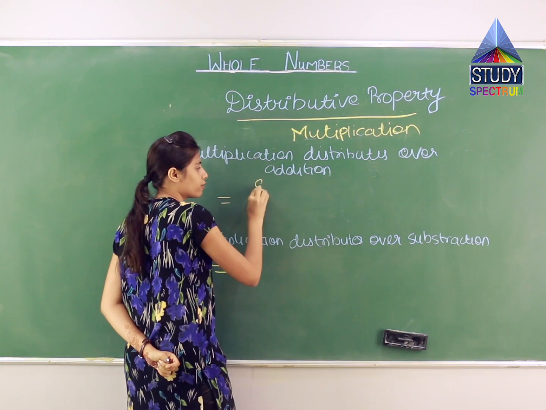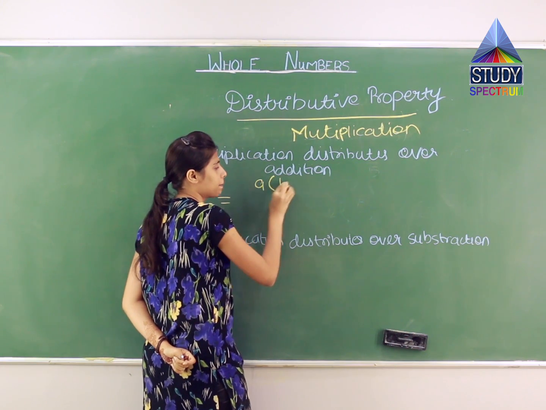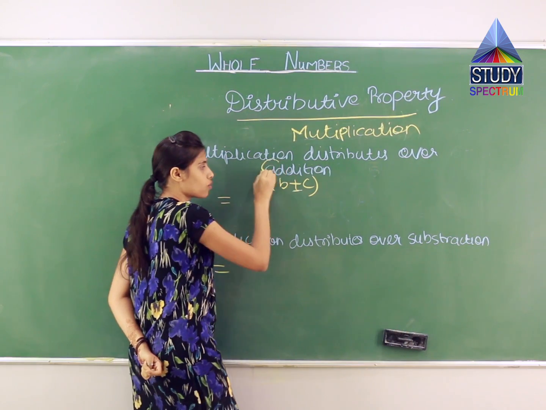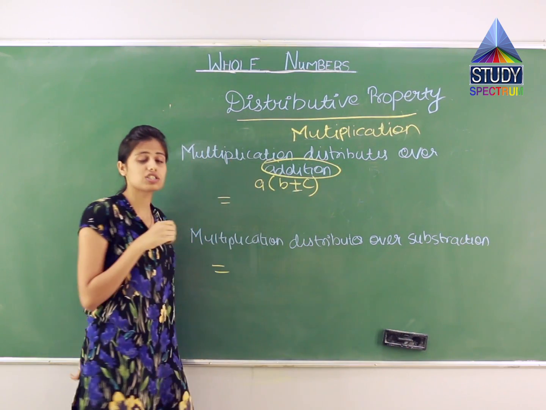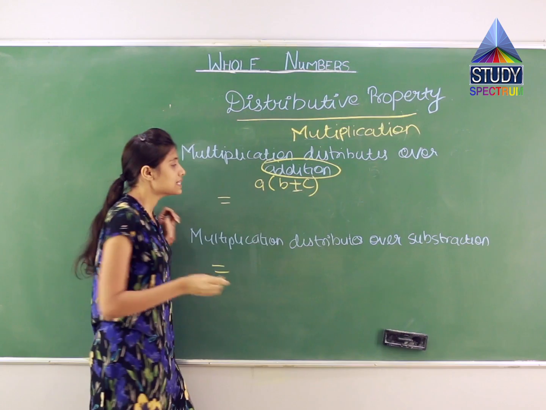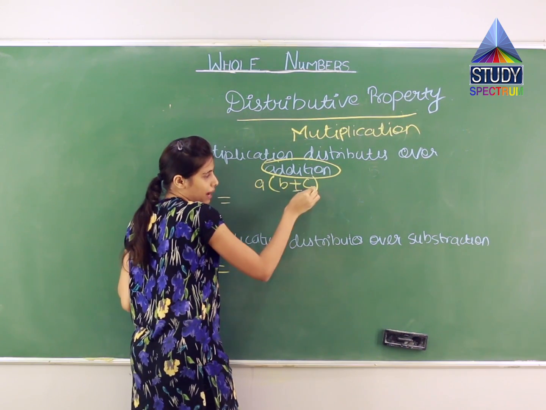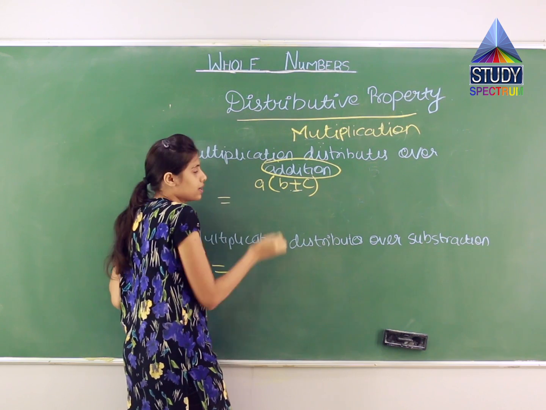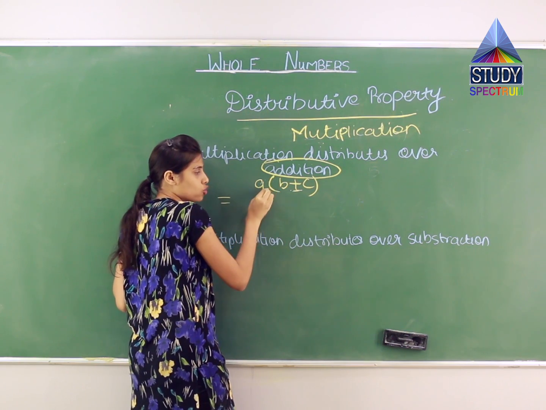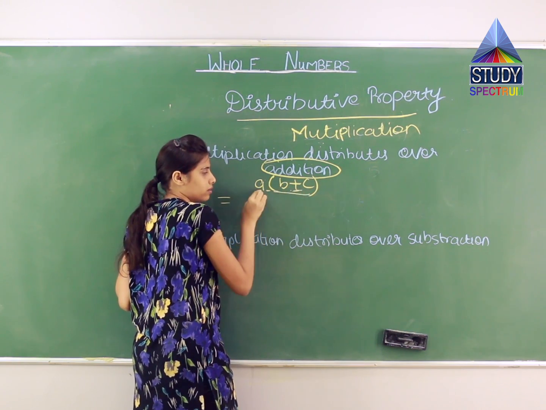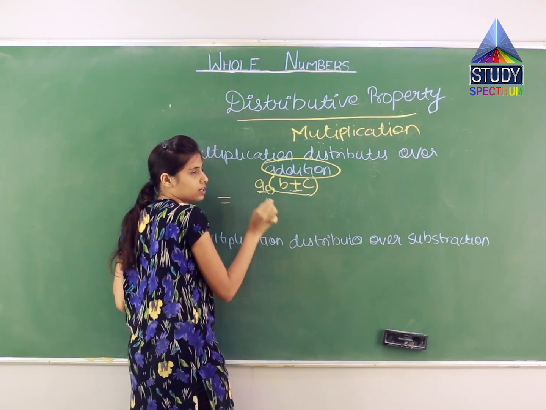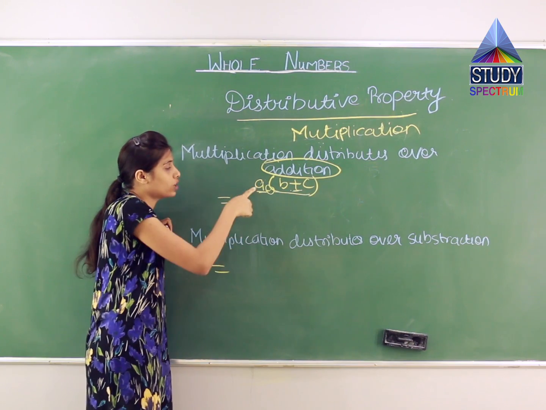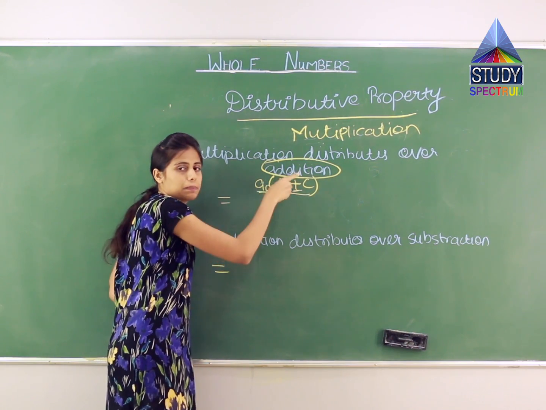There is a simple formula for this, that is A in bracket B plus C. Why have I written over here addition? Because it is over what? Multiplication distributed over what? Addition. See, can you see B plus C is in the bracket, which is representing addition. अब multiplication कहाँ पे आ रहा है? See, there is no sign between this A and this bracket. Can you see? There is no sign over here. Means what? If there is no sign, there is a multiplication sign. So it is A multiplied by in bracket B plus C.